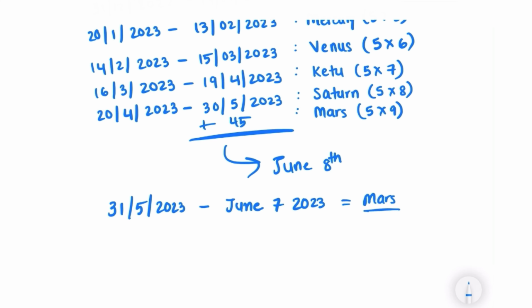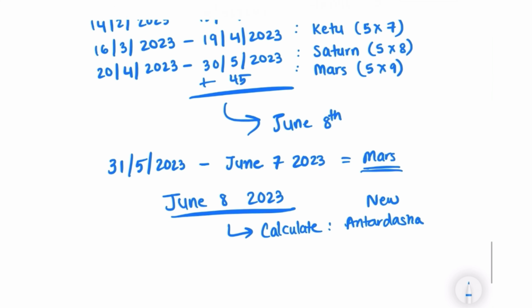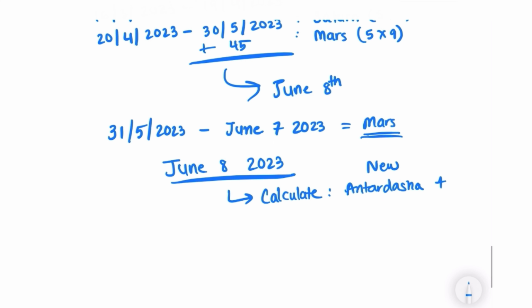And then, as your new birthday comes on June 8th, 2023, then you calculate new Dasha, new Antardasha. I should write new here, right? New Antardasha and new Pratyantardasha.